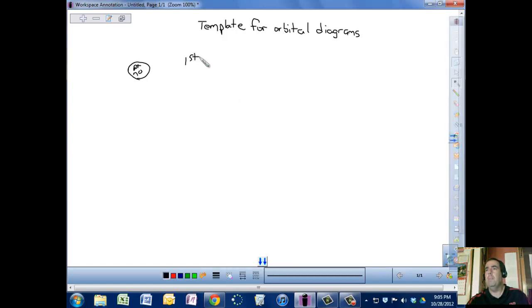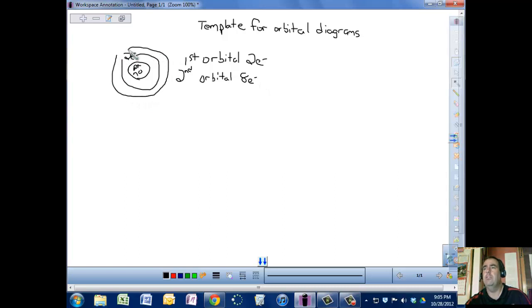For the first orbital, it can hold a maximum of 2 electrons. So what we're going to do is draw our first ring around here and put 2 electrons there. The second orbital can hold a maximum of 8 electrons. You always have to make sure that you fill the inner orbitals first. So you would fill those first 2 electrons in the first orbital. Once you get to electron number 3, you have to jump out to the second orbital. Again, the second level can hold a maximum of 8 electrons.